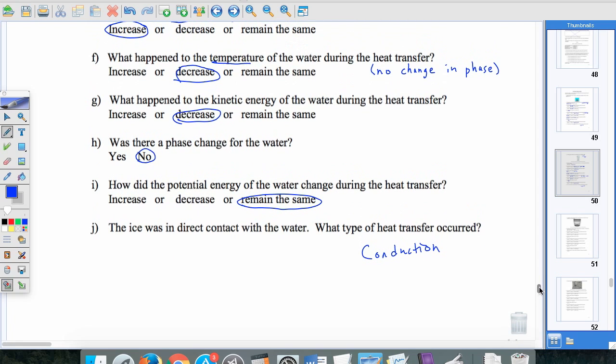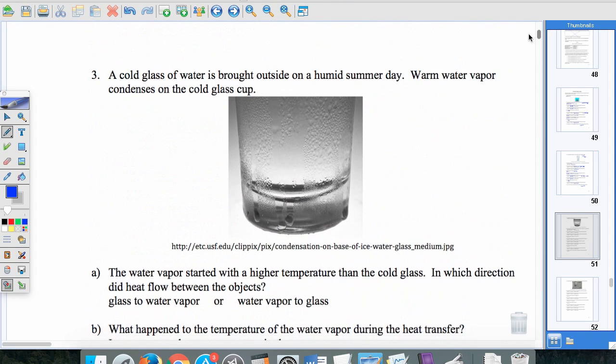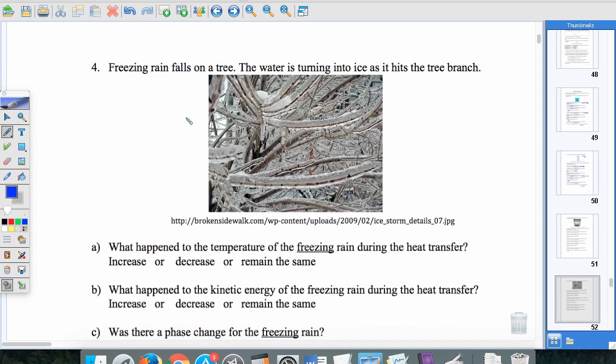Alright, so you guys are going to turn to pages 37 and 38, and you're going to do those. 37 is about a cold glass of water and water vapor is condensing. You can see it in this photo here. And 4 is about water being on a branch and the water turns into ice as it hits the tree branch.